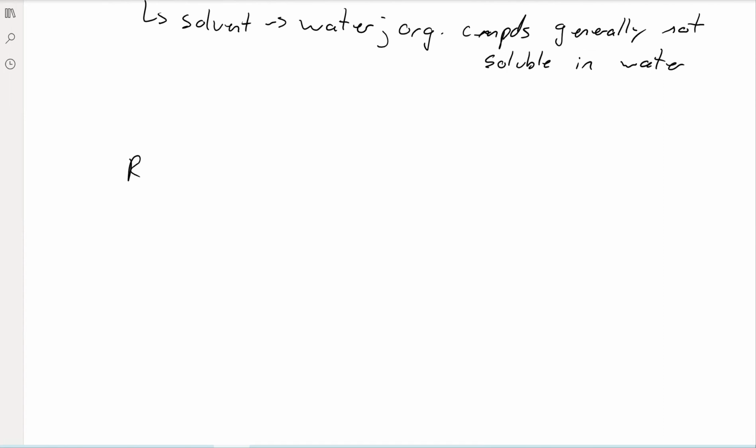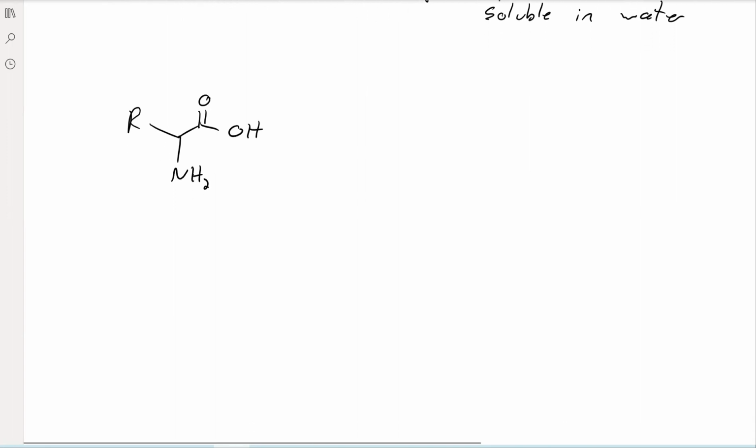Again, we've got our amino acid, got some kind of R group. We've got our carboxylic acid, and then our amine. The only naturally occurring ones are with the wedge, but I'm going to draw them with lines just because it's easier. So we can see that we have two functional groups here, right? We've got the amine and we've got the carboxylic acid.